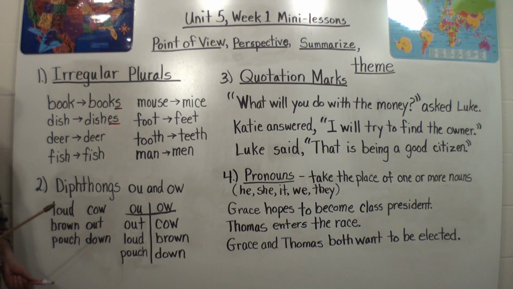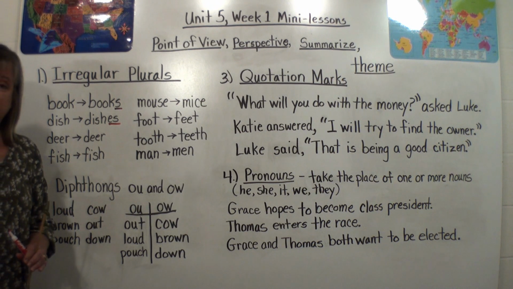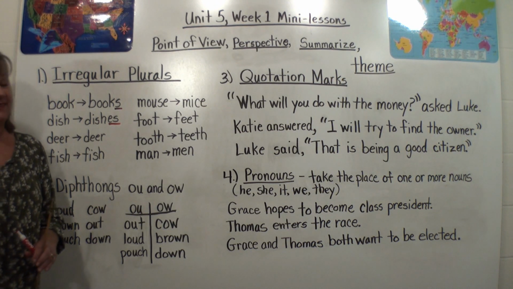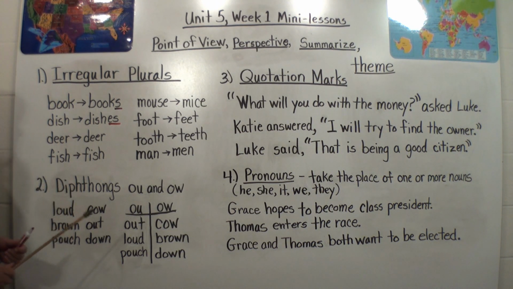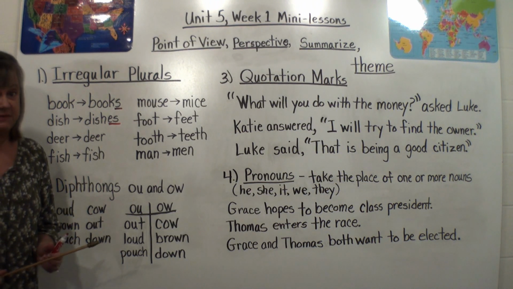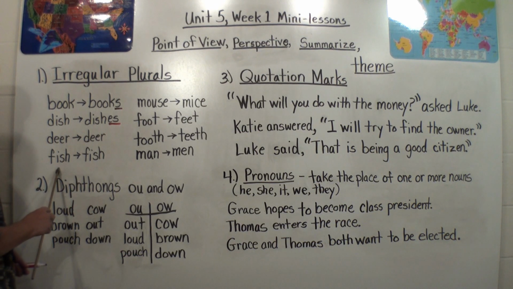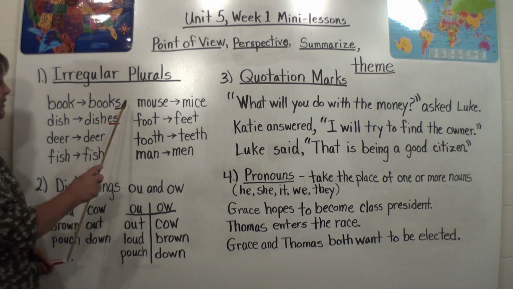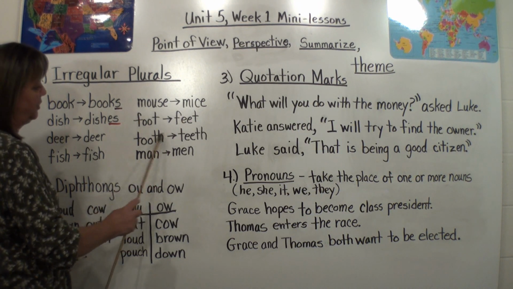Same thing with fish. Let's say there was a little boy. The little boy caught a fish at the lake. Let's say he had a really good day and he caught 5 fish. We would just keep it fish. We don't say fishes. So, 1 fish, many fish. Those stay the same. Now, here are our irregular plurals.